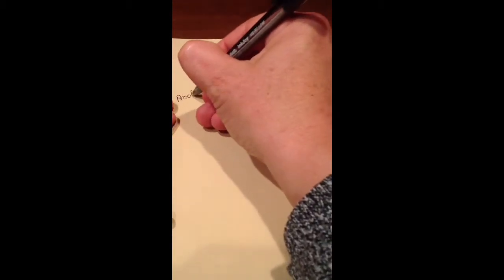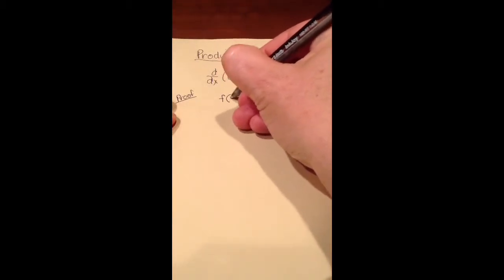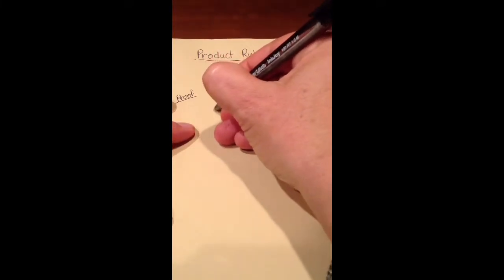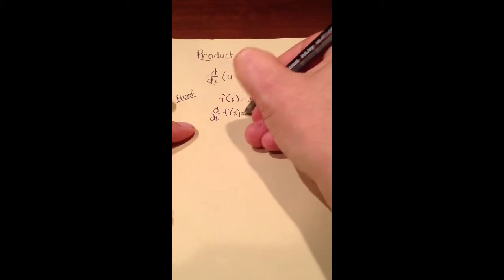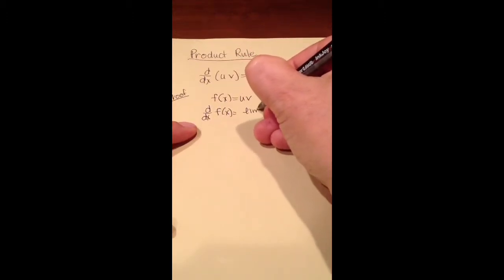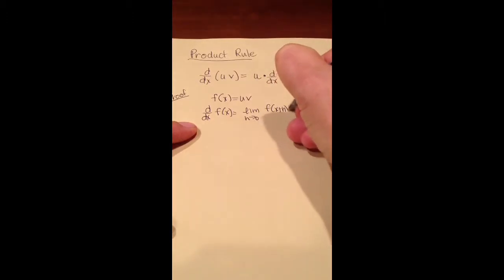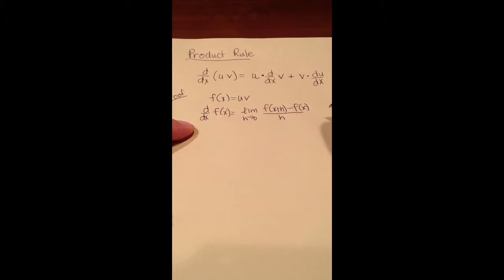Okay, so why? That's kind of a strange situation. So let's look at it. Let's look at f of x equals u times v. We're going to look at the derivative of f of x, and we're going to use our good old definition. So we're going to look at the limit as h approaches 0 of f at x plus h minus f at x over h.